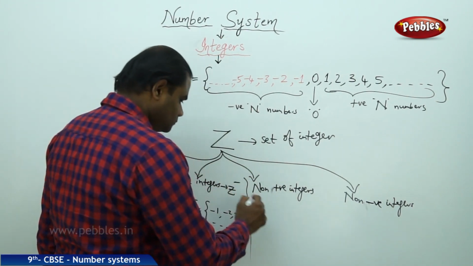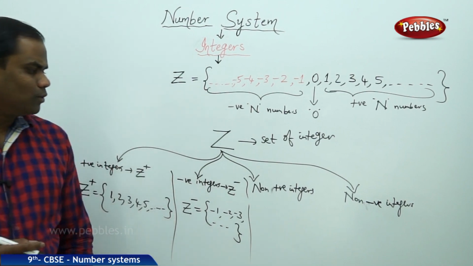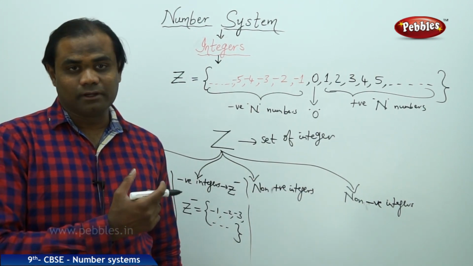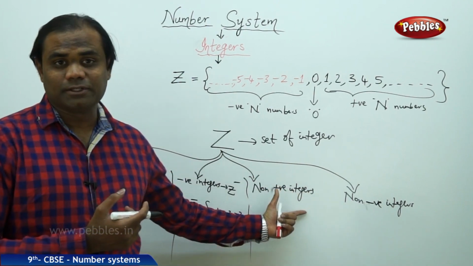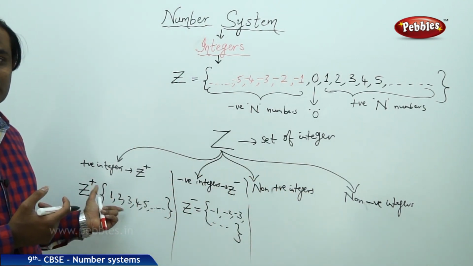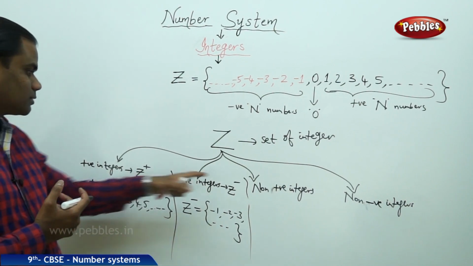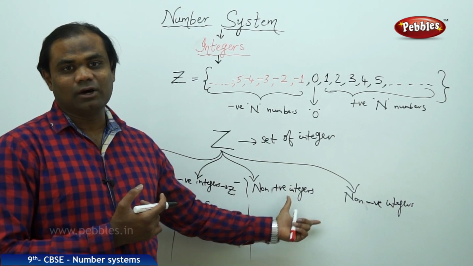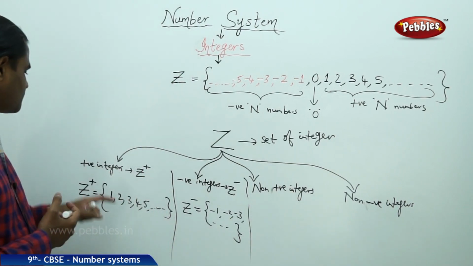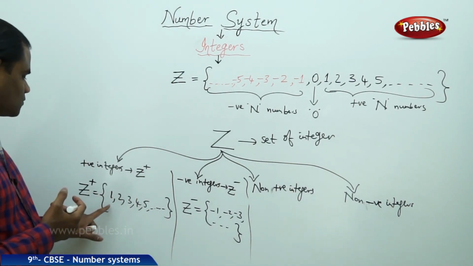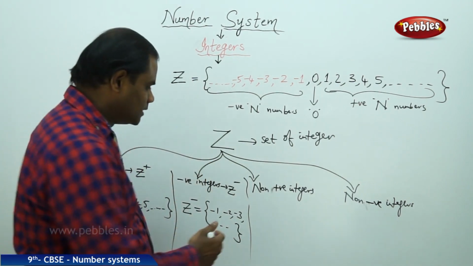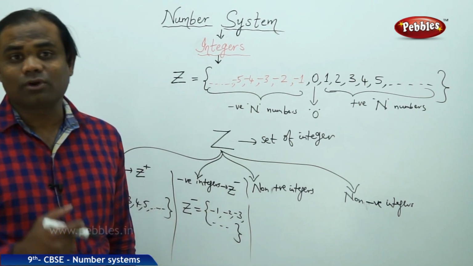Similarly, let's see how the non-positive and non-negative integers differ in their definitions as compared to these. It is very important to note that both look similar, positive and non-positive. So let's see how the difference comes. So positive integers are 1, 2, 3, 4, 5, and non-positive integers are all those integers which are not positive.